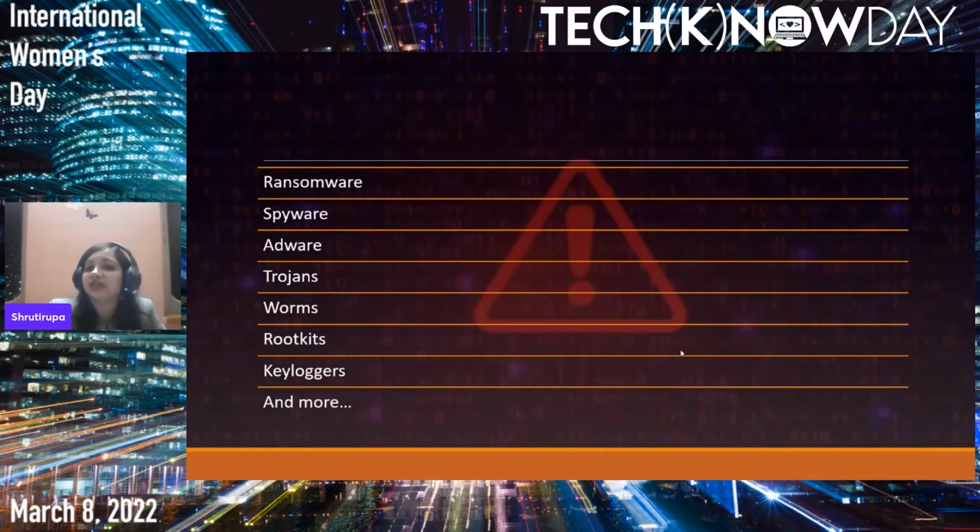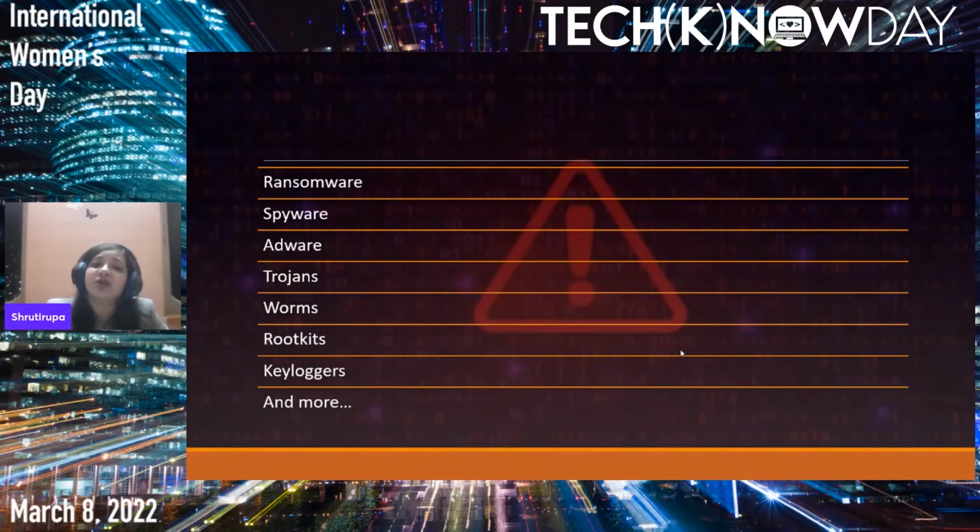Spyware is another, where it is spying on you. Adware, Trojans, worms, rootkits, keyloggers. Keyloggers are the kind of malware that would detect your keystrokes and then save them, and this would help them detect your password and hence perform some other kind of malicious activity.